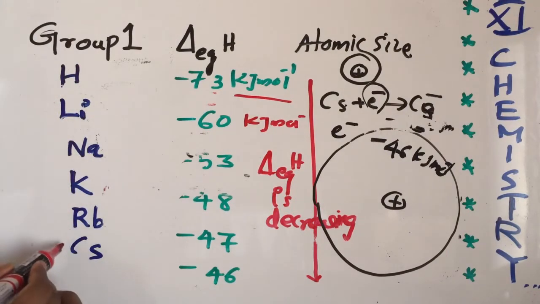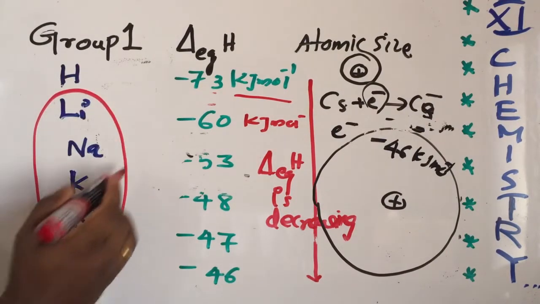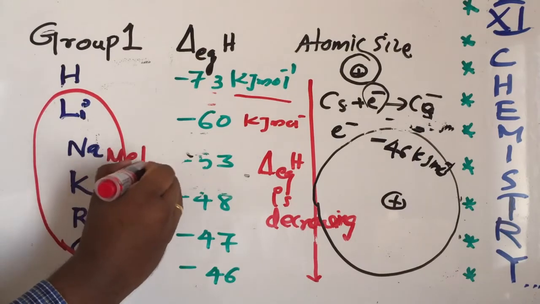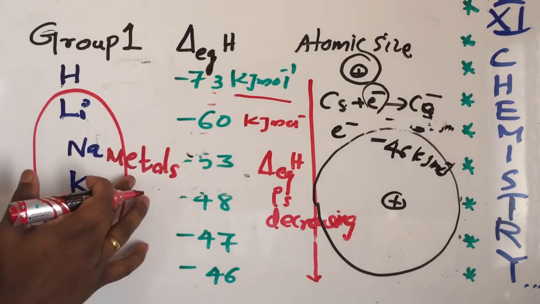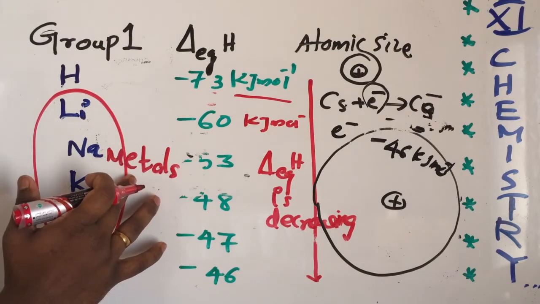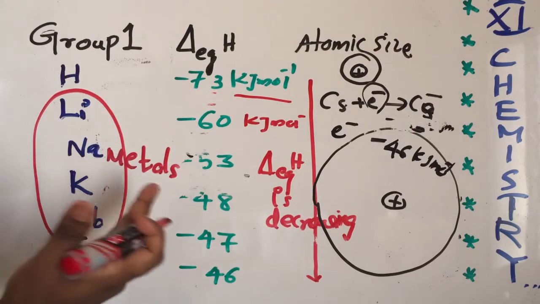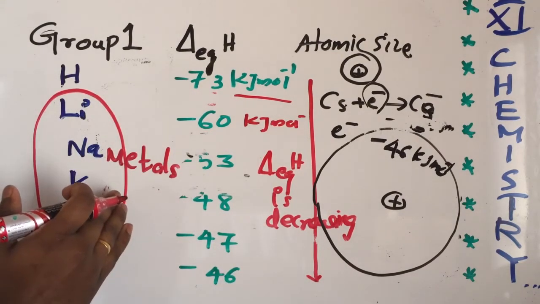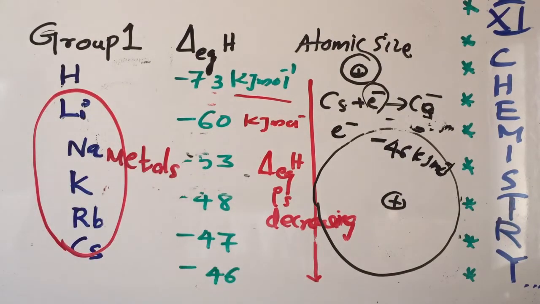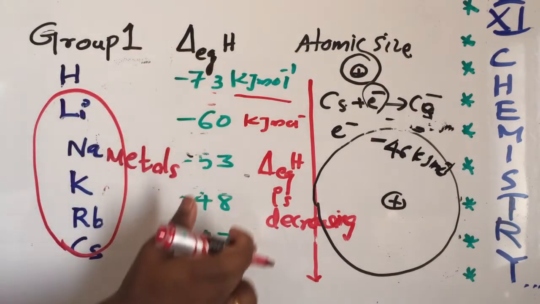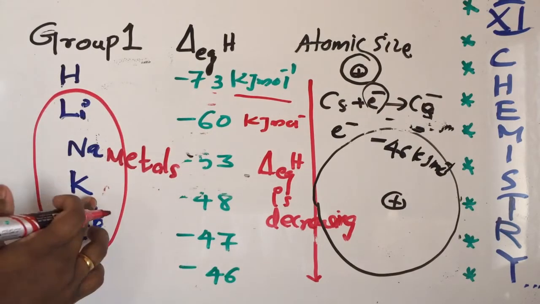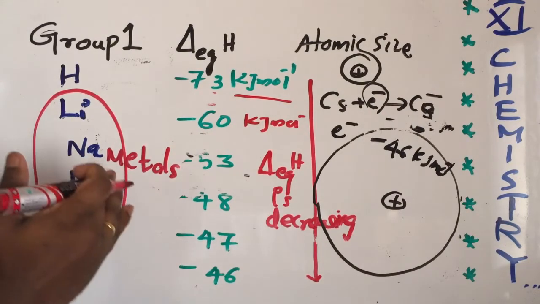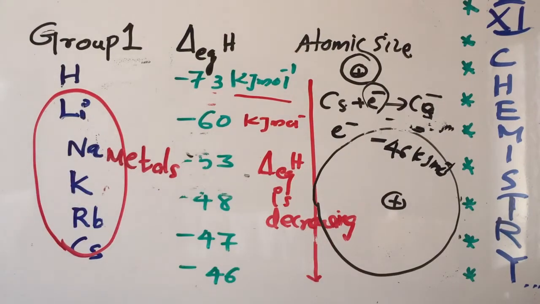Except hydrogen, all other elements are metals. We know metals generally have a tendency to lose electrons. Instead of taking electrons, they have a tendency to lose electrons. So the electron gain enthalpy values of metals are generally less compared to non-metals.